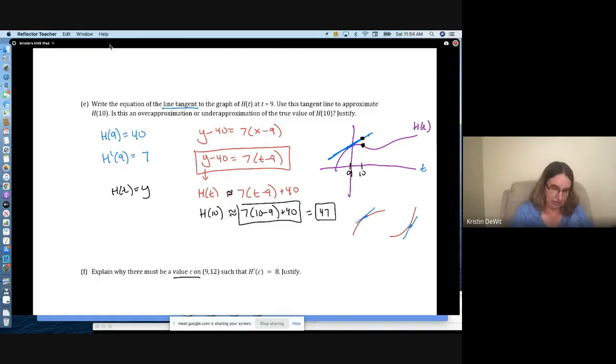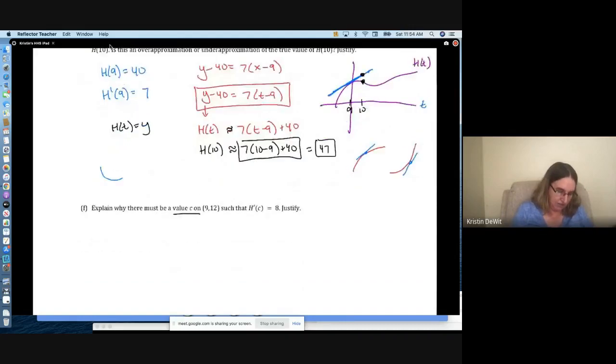Now let's see why that is. If I have a graph that's concave up or concave down, and I draw a tangent line, tangent lines on graphs that are concave up are always going to be an underestimate, and if it's concave down, it's always going to be an overestimate. So for tangent lines and over or underestimates, we need to think about our concavity.